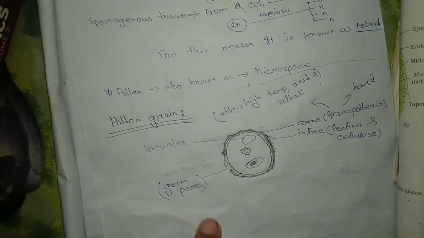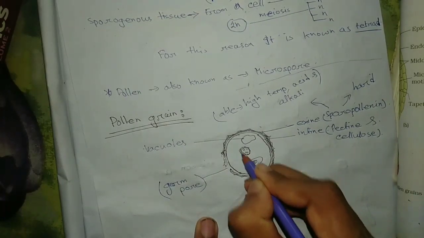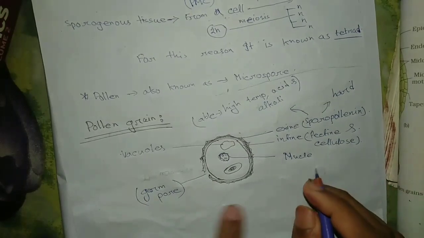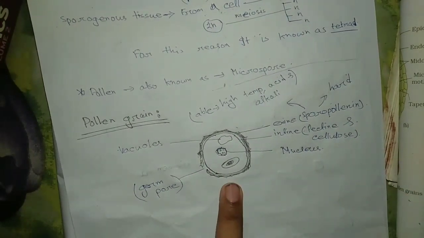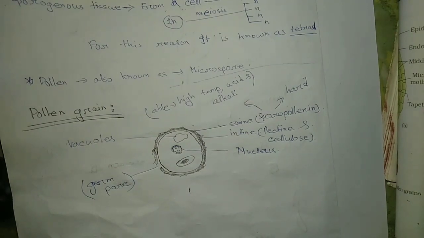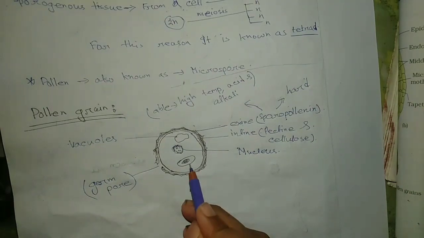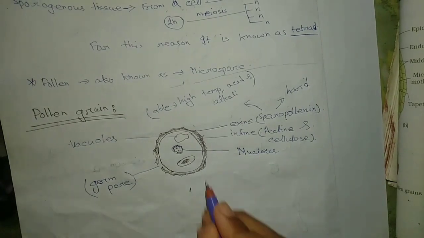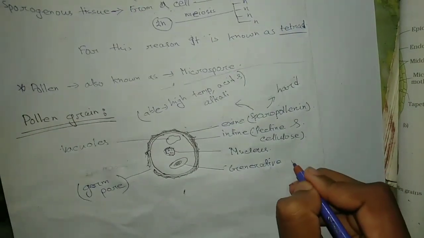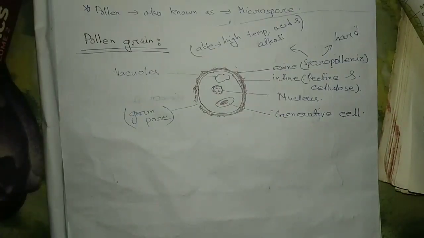Vacuoles. And this part is the nucleus. And at last, this part is known as the generative cell. Generative cell.